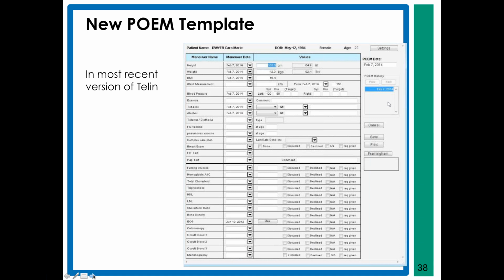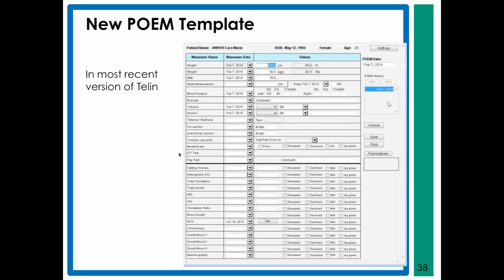Primarily the FIT test. Right now you can see on the screen that's showing, it just has a little box for the maneuver date. And I know she's speaking with Telin to try and get it dropped down by occult blood 1, 2, and 3 and have those same boxes discussed, declined, and rec given. And even the capability of being able to click on the date and go in to view the results of the FIT test. So that's hopefully going to come through with Telin.